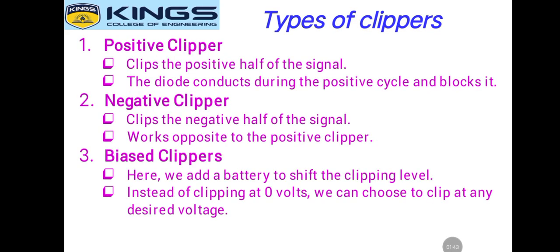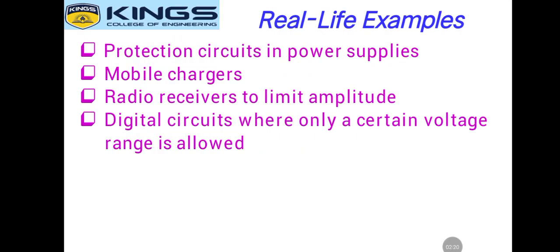Three types of clippers are there. First one, positive clipper; second one, negative clipper; third one, biased clipper. A positive clipper clips the positive half of the signal. The diode conducts during the positive half cycles and blocks it. A negative clipper clips the negative half of the signal and works opposite to the positive clipper. Biased clipper: here we add a battery to shift the clipping level. Instead of clipping at 0 volt, we can choose to clip at any desired voltage.